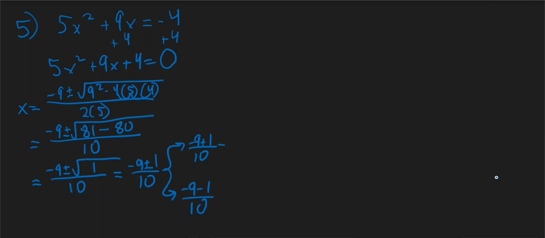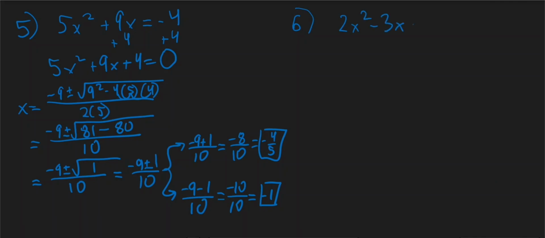All right. In the first case, we have negative 9 plus 1 gives you negative 8 over 10, and that would simplify to negative 4 over 5, and that's your first solution. And the other one would be negative 9 minus 1, that gives you negative 10 divided by 10, and that would be a negative 1. All right, and these would be the two solutions for number 5. All right, and last one, number 6. We have 2x squared minus 3x minus 15 is equivalent to 5.